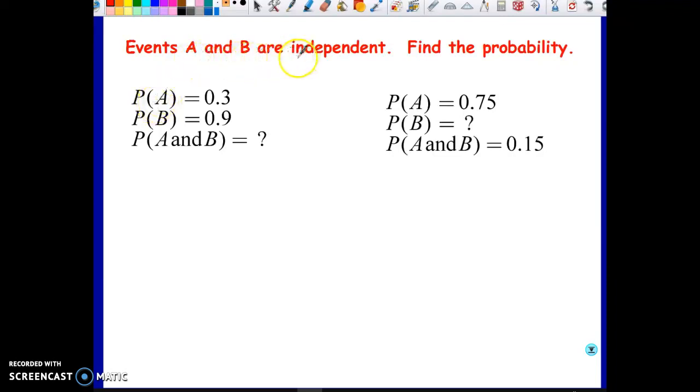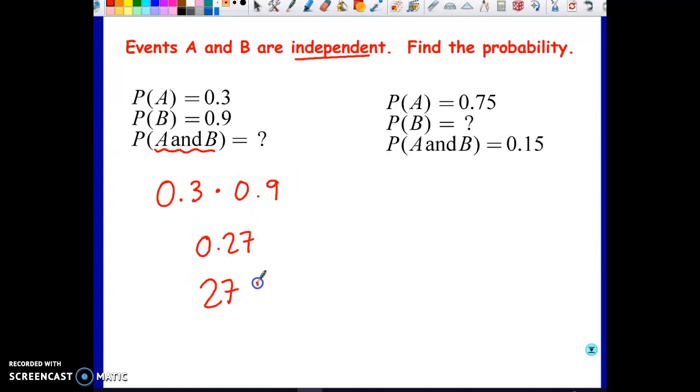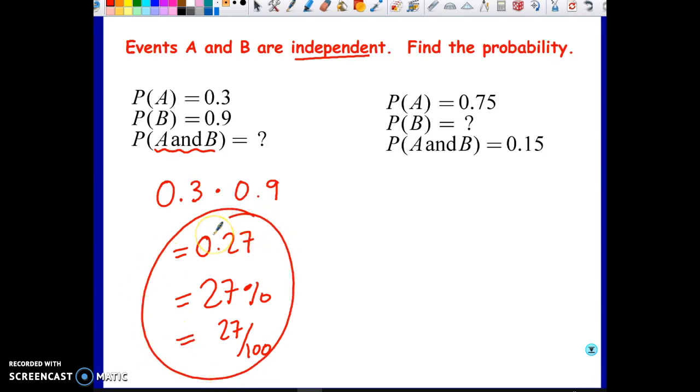Let's say A and B are independent. Find the probability. Okay? The probability of A is 0.3, the probability of B is 0.9. The probability of A and B, since they're independent, I just multiply 0.3 times 0.9. I get 0.27, or 27%. Or in other words, 27 out of 100. Okay, all three of these are equivalent numbers. You can use any one of them.